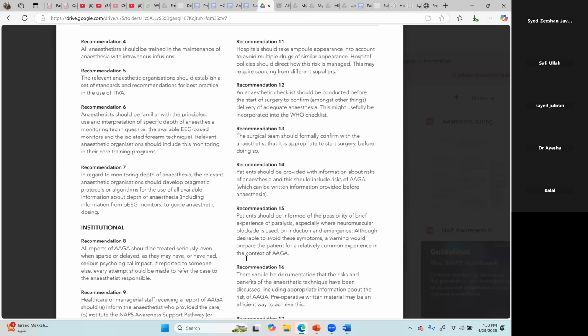TCI is one form of TIVA in which there are set models which deliver a specific dose, so we maintain a specific drug level in the blood. There are TCI, target controlled infusion, models for fentanyl, remifentanil, propofol. Okay. What else? Anesthetists should be familiar with the principle and use of EEG and depth of anesthesia.